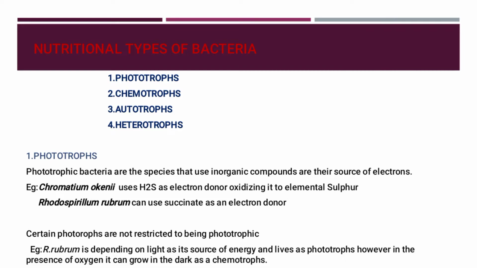Then those that use inorganic compounds as electron donors are considered photolithotrophs. Those that use organic compounds as the electron donor are called photoorganotrophs. Mainly, an example is Chromatium okenii, which uses H2S as an electron donor, oxidizing it into elemental sulfur.